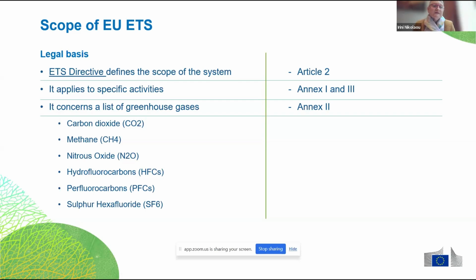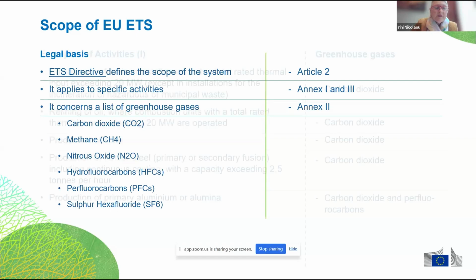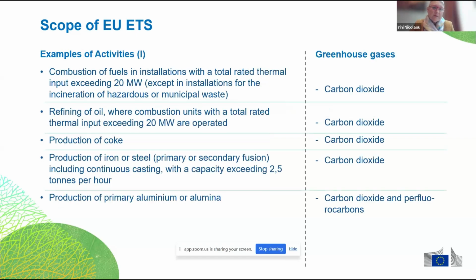It is the legal basis for the scope of the EU ETS, which is, of course, the ETS directive, the Bible, as we call it, for our ETS, and it defines the scope in this article and in the annexes. And the scope defines exactly the specific activities as well as the greenhouse gases, which, apart from carbon dioxide, include methane, nitrous oxide, etc. I would like to give some examples of activities that are under the scope.